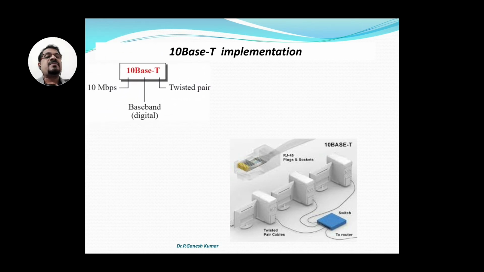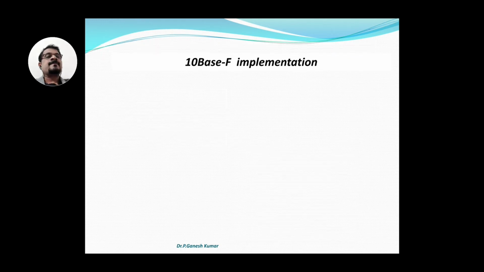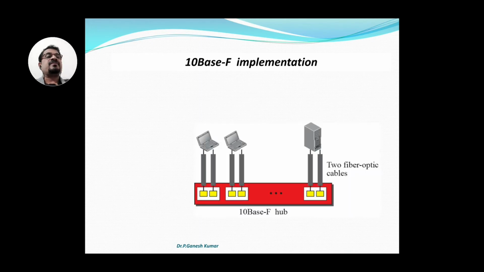Next is 10 base T. Here twisted pair cables are used. The data rate is 10 Mbps with baseband technology. For example, there may be one switch, and via the switch the devices can be connected. And then 10 base F uses fiber optic cables. The data rate is 10 Mbps, with baseband technology and fiber optic cables.